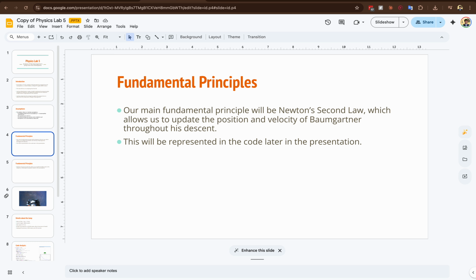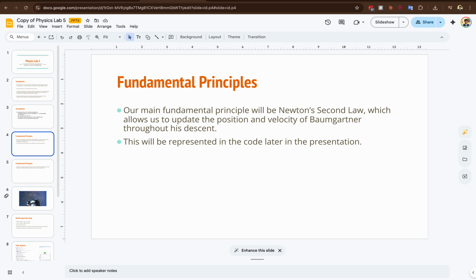The fundamental physics principle here is Newton's second law, which we've been working with, and it states that the net force on the object dictates its change in velocity. So in our code, this allows us to update Baumgartner's position and his velocity over really small time steps. At every step we calculate the downward force of gravity and subtract the upward drag force. By recalculating this net force in the loop, we can generate a highly accurate trajectory of his descent based on all these different parameters.